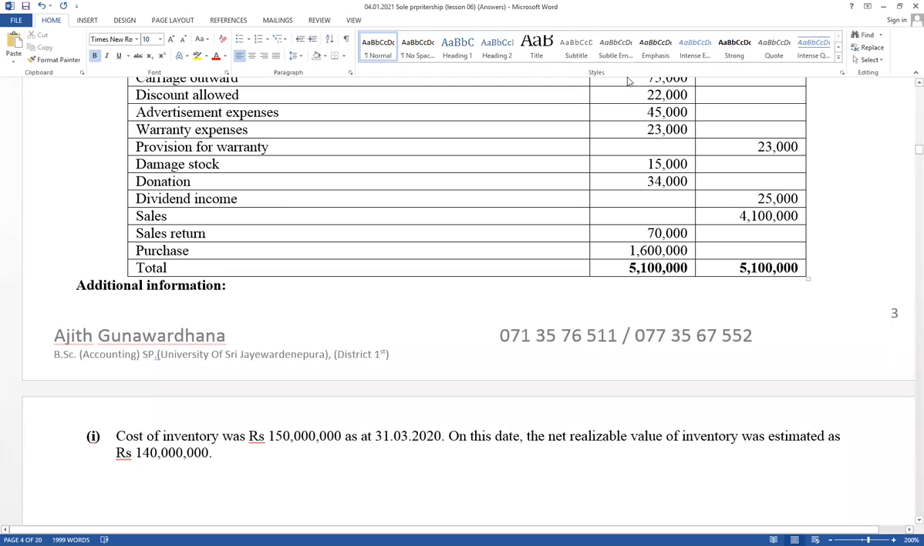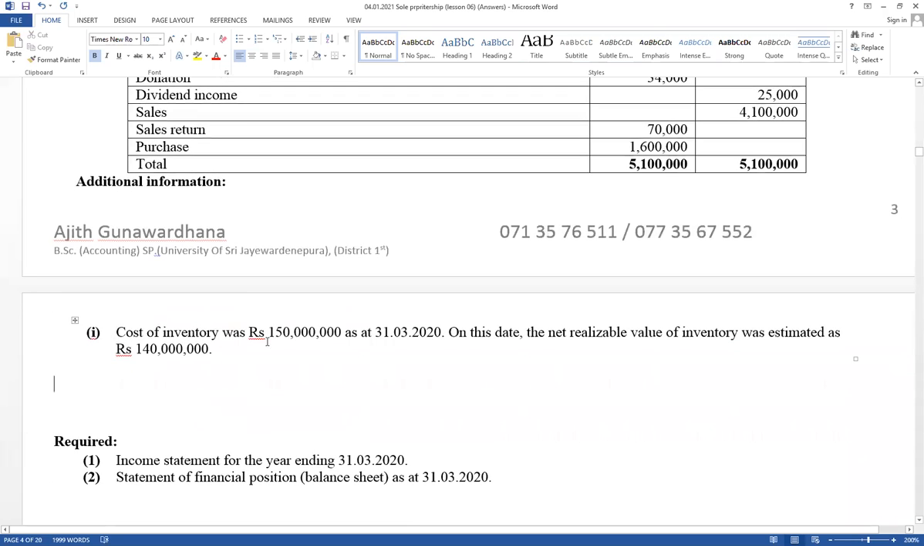Those are recorded already. Already those are recorded by using double entry. But additional information not recorded yet. Therefore, you have to apply double entry system.